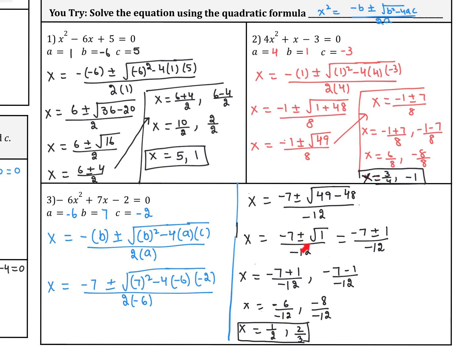So negative 7 plus or minus 1 divided by negative 12. You have two equations. One with the positive sign, so negative 7 plus 1 divided by negative 12, and negative 7 minus 1 divided by negative 12. So here you got negative 6 over negative 12. That can be reduced to 1 over 2 because you can reduce it by 6. Negative 8 divided by negative 12: you can reduce these two by 4. So you got 2 on the top and 3 on the bottom. So the two answers are 1 over 2 and 2 over 3.